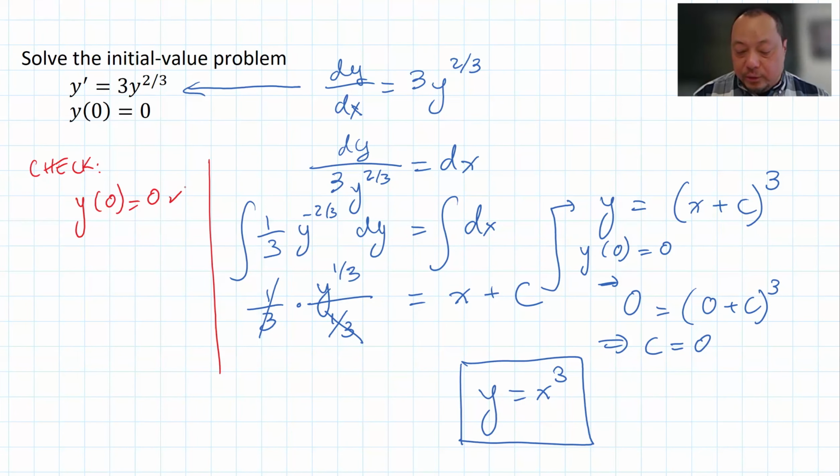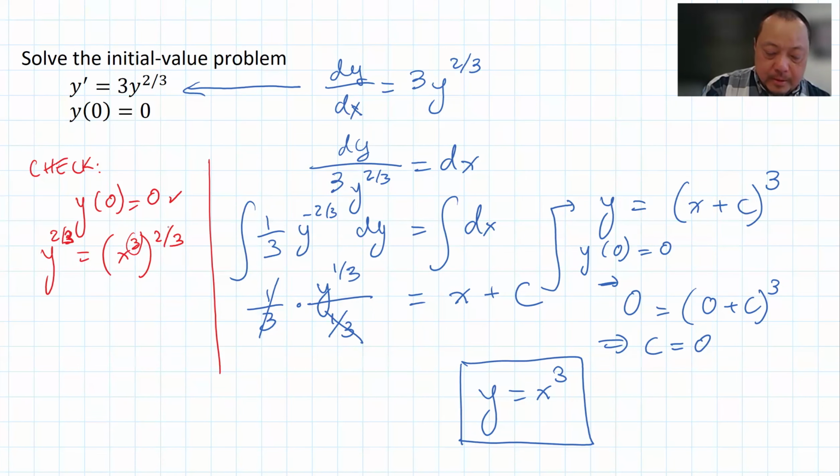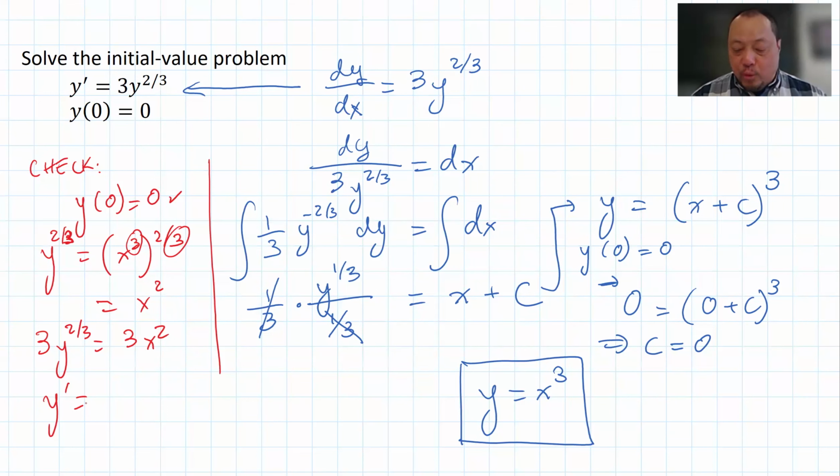The initial value checks out: when x equals 0, y equals 0. Now the equation. If y is x cubed, then y to the 2/3 is x cubed to the 2/3. This 3 and that 3 cancel, and I have x squared. So 3y to the 2/3 is 3x squared, whereas y prime is equal to, if y is equal to x to the third, then y prime is 3x squared. And that checks out also.